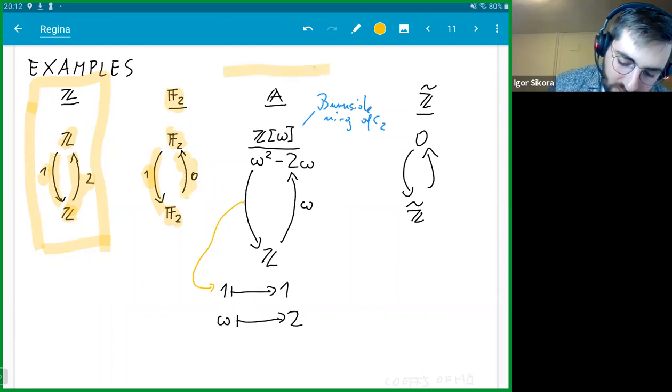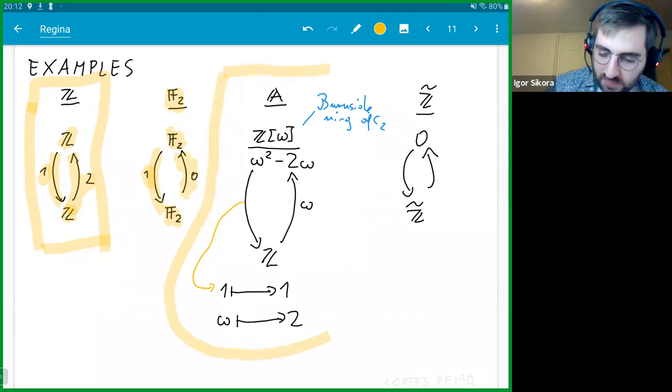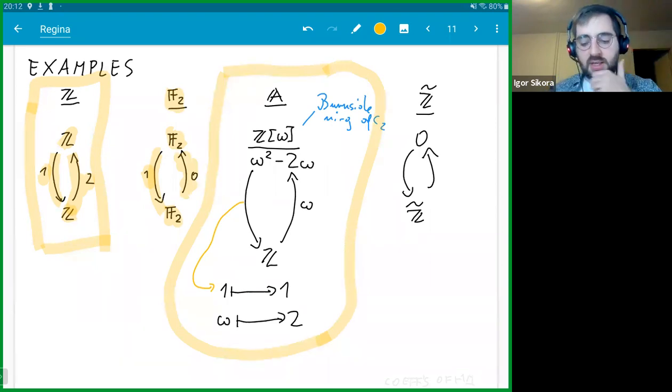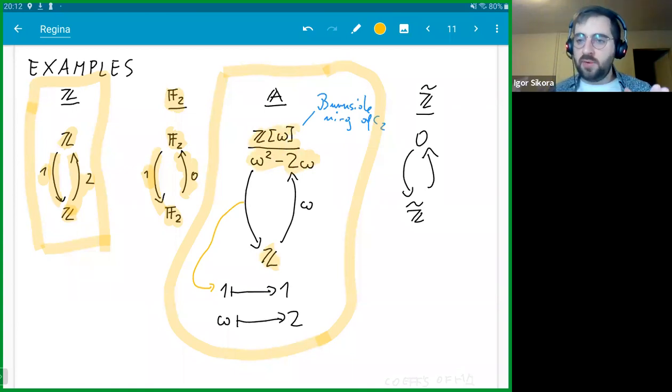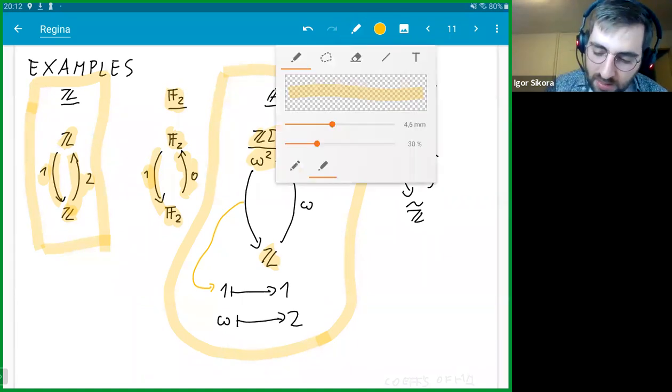A very important Mackey functor is the Burnside Mackey functor. This is the one given over here. In the bottom, it has the integers with trivial action, but on the top it has the following ring. I gave you here an explicit formula for this ring, but actually this is the Burnside ring of C2. Do you want me to explain quickly what the Burnside ring is? Yes, okay.